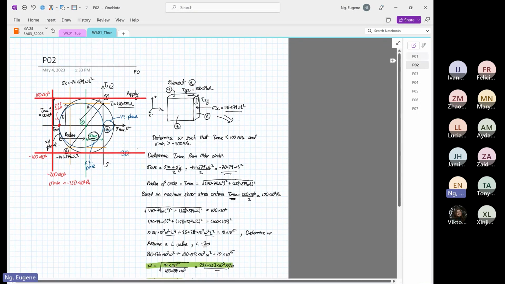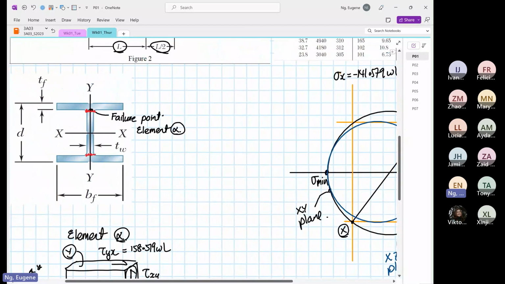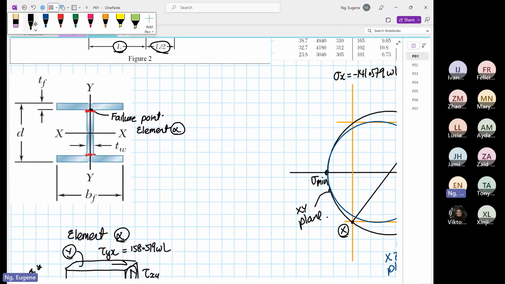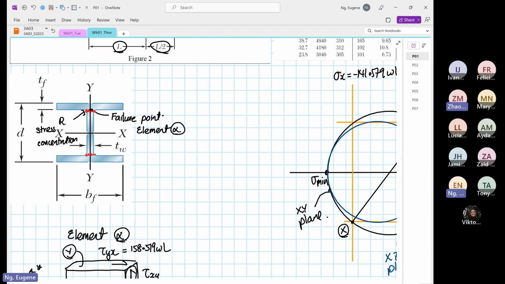What we have over here is not taught in this course; it will be taught in 3E. It is this radius. Why will it fail? Because down here you have a radius, and the radius is going to induce stress concentration. So that is why the structure will fail over there. For this course, which is 3A, I will not include the stress concentration factor. In 3E, you will learn how to determine the stress concentration factor.